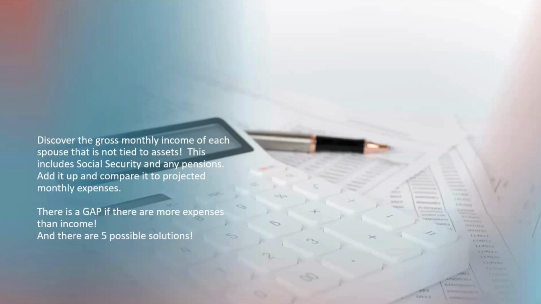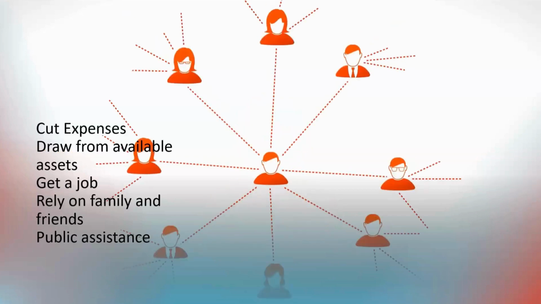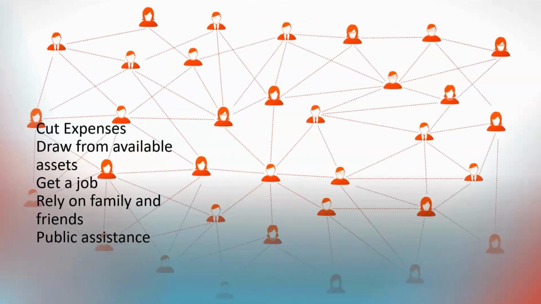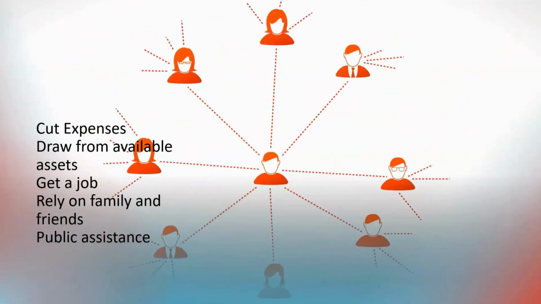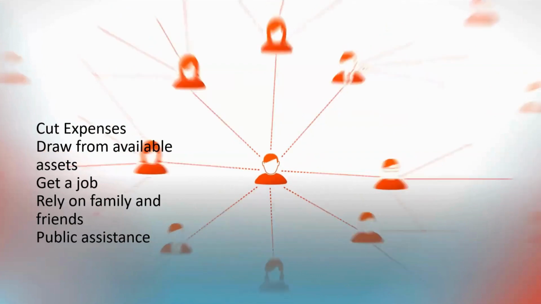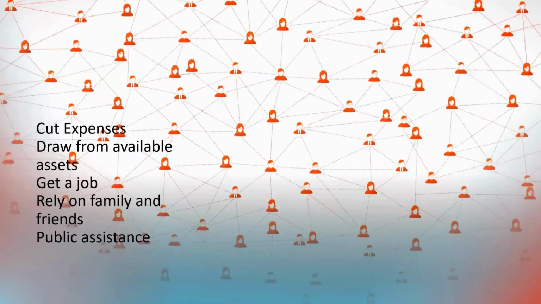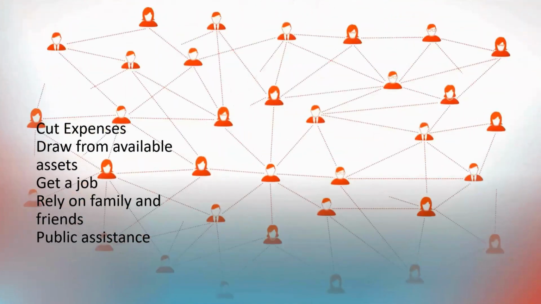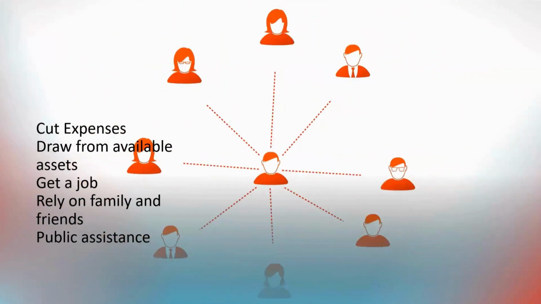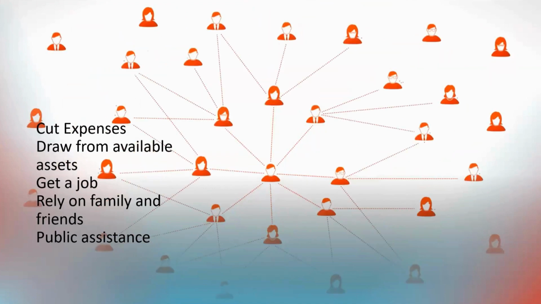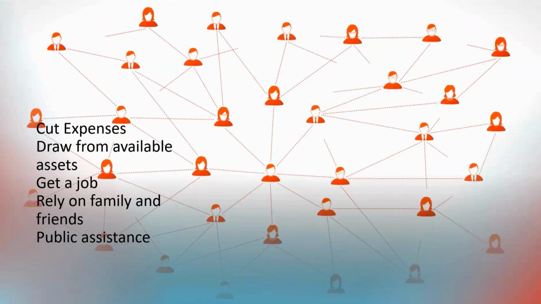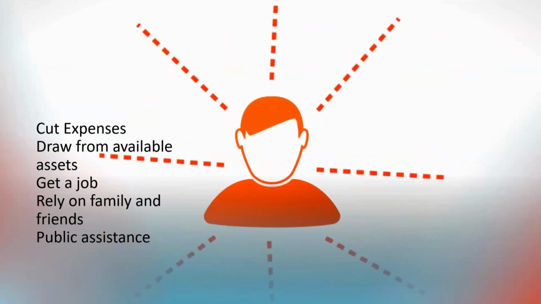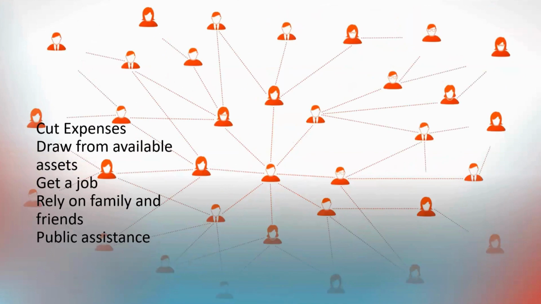And there are 5 possible solutions. The other day I told you 3, and I thought about this morning, I said, wait a minute, there's more than that. So let's talk about them. 1, they can cut expenses. It's hard to do right now with inflation going crazy. 2, they can draw from available assets. 3, they can get a job. 4, they can rely on family and friends. 5, they can go on public assistance.